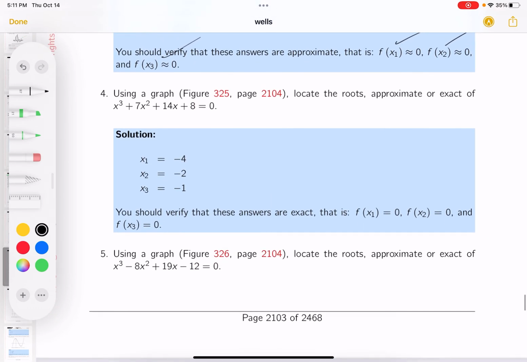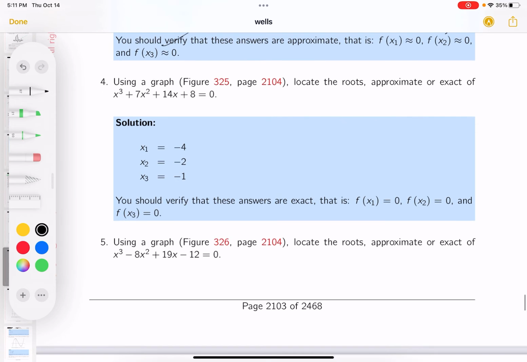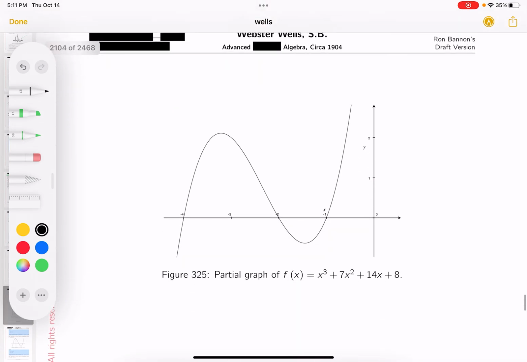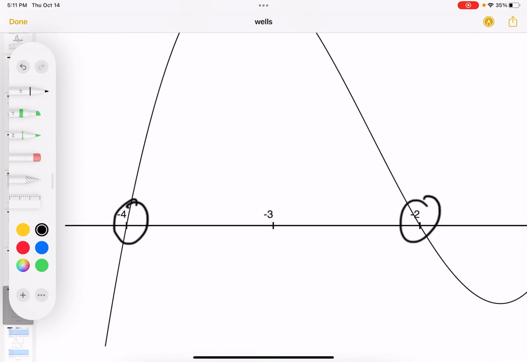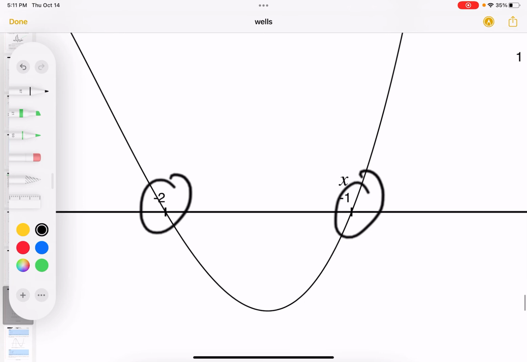Over here, using a graph, and again, the graph is on the next page, approximate the roots. Let me take a look at the picture. And looking at the picture, it sure does look like -4. It sure does look like -2. It sure does look like -1. I want to claim, though, that may not be 100% true. Like someone says, oh, is it really going to be -1?